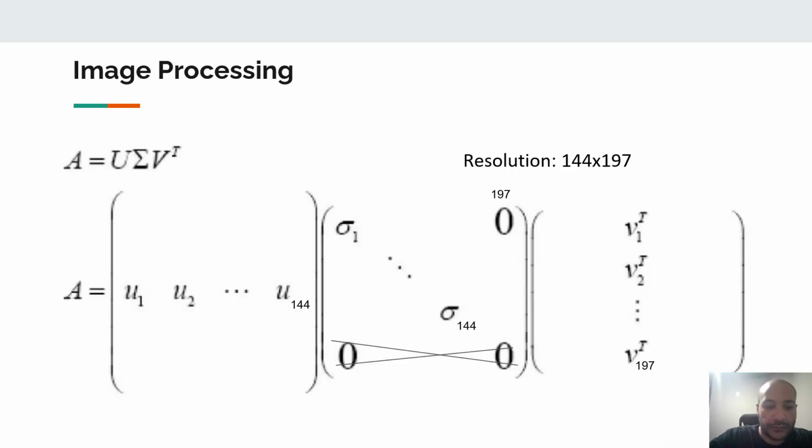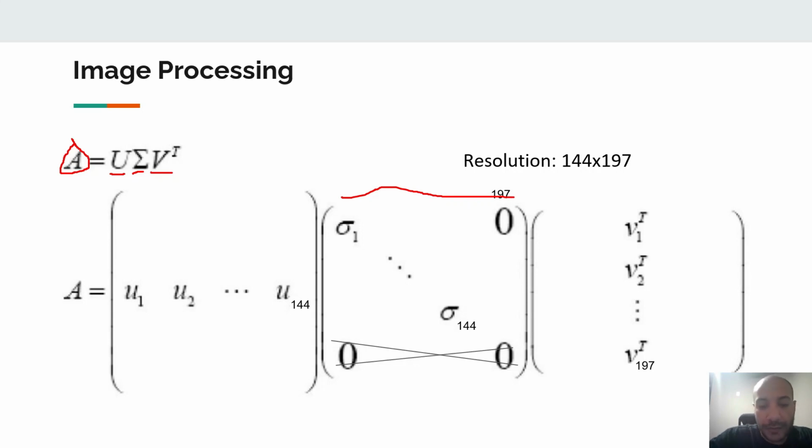Just a small recap on what was said before. A is our image here, and we are trying to do the singular value decomposition. So you will have a U matrix, a sigma matrix, and a V transpose matrix. Because the resolution of our image is 144 times 197, we can predict the dimensions of these matrices. The U matrix will be 144 by 144, and the singular values matrix will be 144 times 197, so you have 197 columns and only 144 rows.